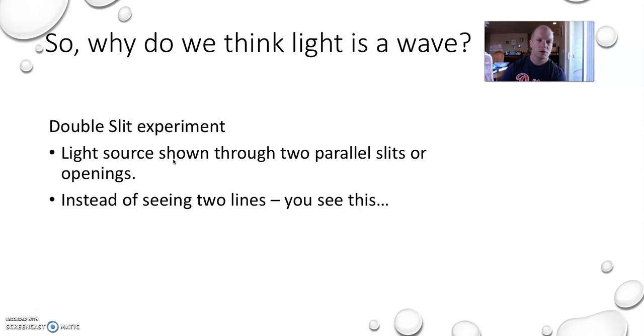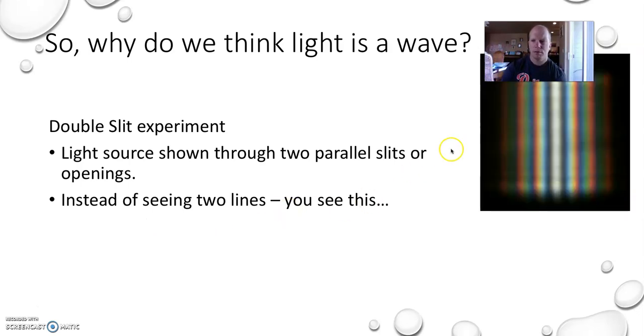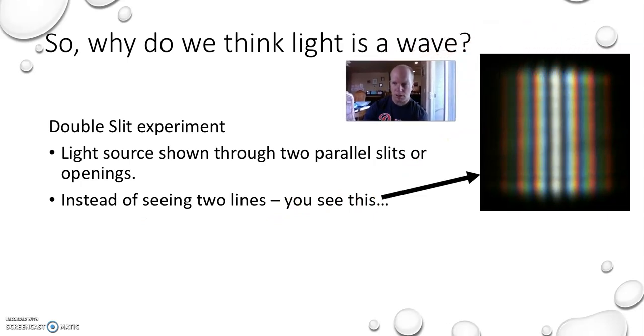So you take a light source and you shine it through two parallel slits or openings. You would think if I shined a light through two narrow openings, you might see two lines. But instead, you see this right here. You see some kind of pattern that looks like this. You may not see all the colors, but you'll see something like this, where you have a dark spot and then a line and then a dark spot and a line and so on.